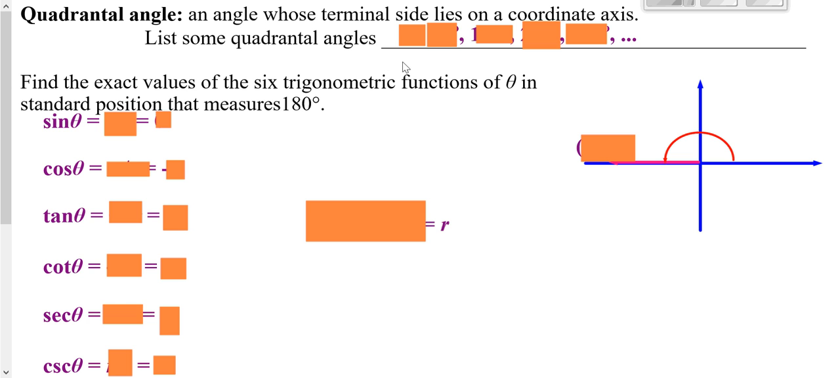Quadrantal angles are the angles that land on your axes. The first one over here would be 0, then it would be 90 here at the top. And then if you come all the way around, you know that's 180. Go around to the bottom, it's 270. All the way around, it's 360 degrees. And then you could keep going and have that all work for you too if you wanted. Now here we have one of our quadrantal angles, 180.